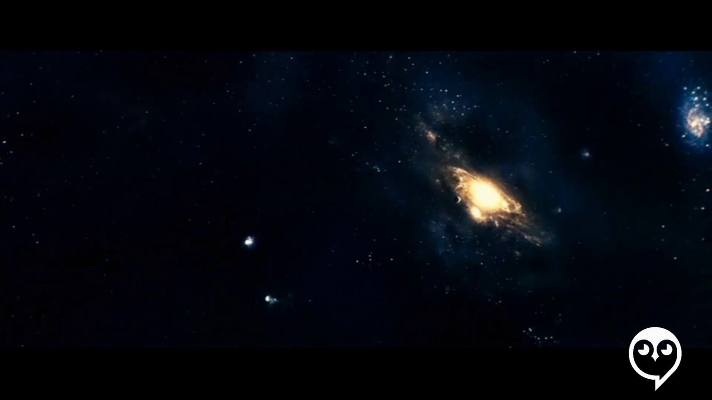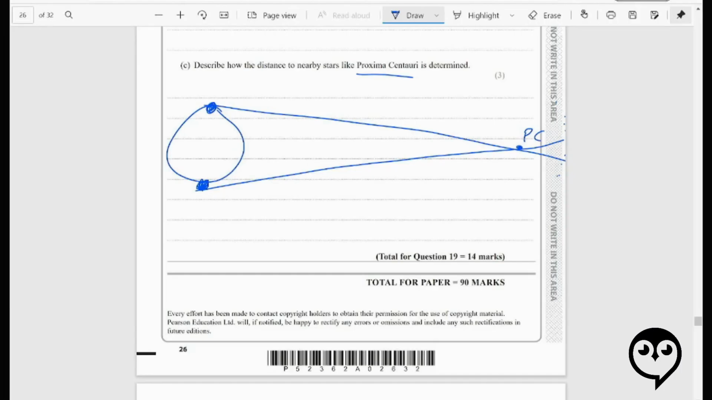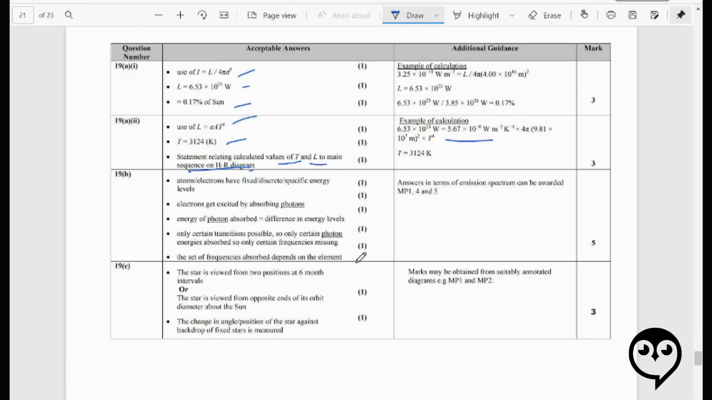Tell the examiners, it's parallax. And this is how we can figure it out. You've seen in other exam boards, you get your angle subtended here, and we can figure out what that distance is using that calculation. I'd say something to that effect. So they say stars viewed from 2 positions 6 months apart, or stars viewed from opposite ends of Earth's orbit, diameter about the sun. Yep, good. And the change in angular position against the background. Yeah, it's very basic in Edexcel. It's not like these OCR and AQA exam questions, is it?